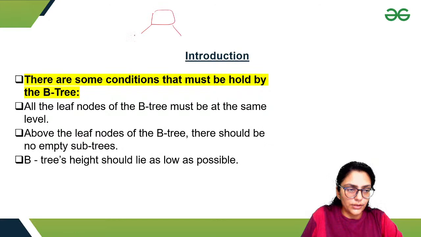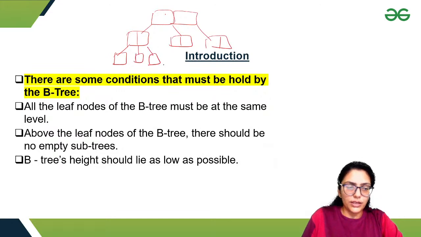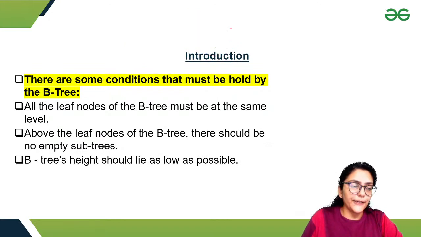Suppose this is first, this is second, right? And this is third. Then if it is divided further, then it will be like this only. Suppose this is not having any children. This is not possible in B tree, right? Above the leaf node in B tree, there should be no empty subtrees. There should be no empty subtrees that I have already mentioned.